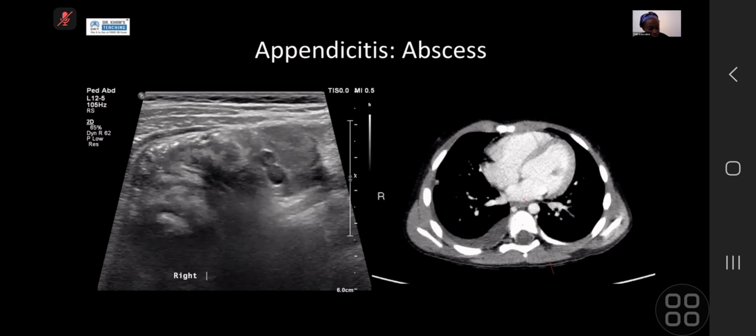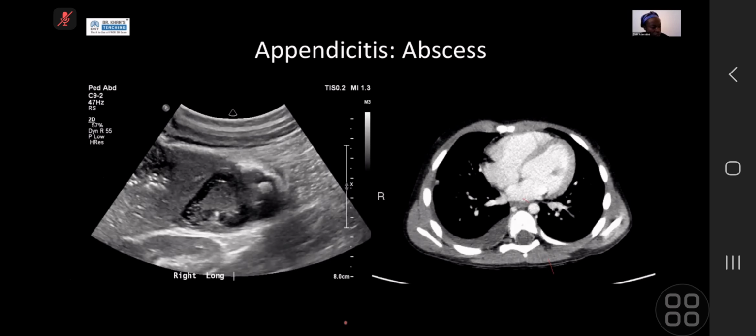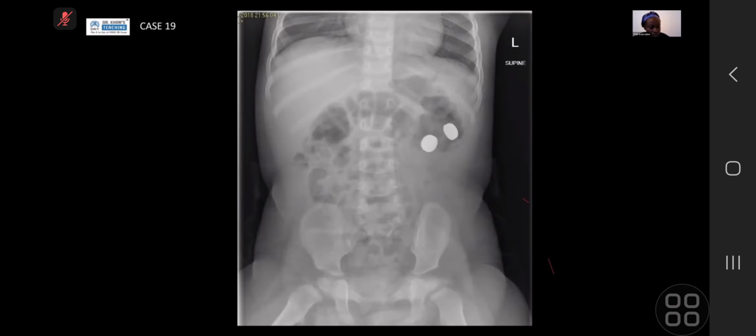But you could actually see the collection better on the ultrasound than you could on the CT, which we'll show you when Sam lets me use her slides. And this is just to show you more of that collection down there with the fecalith. So moving on from appendixes, we're going to go through a few more cases.